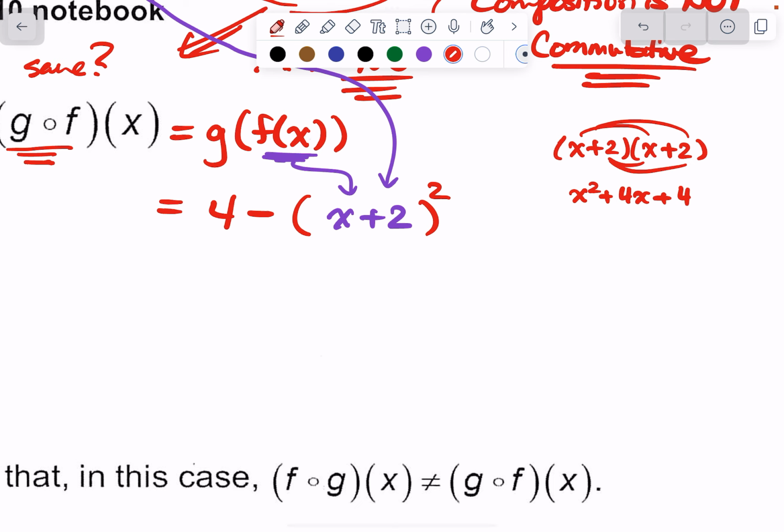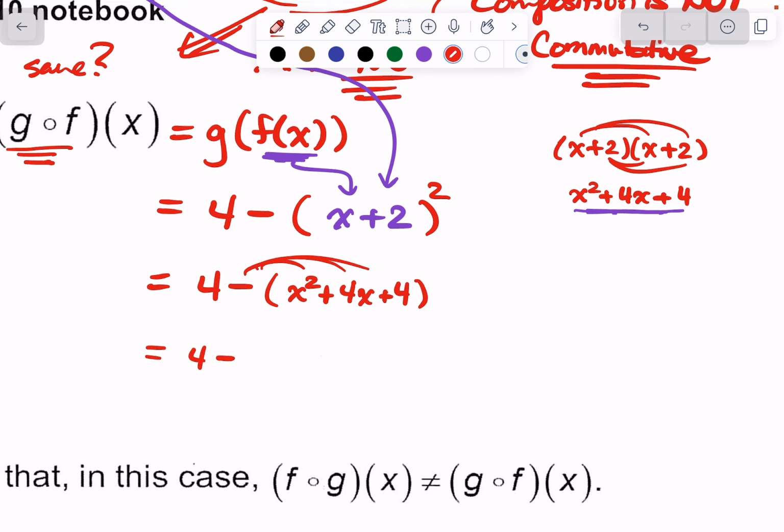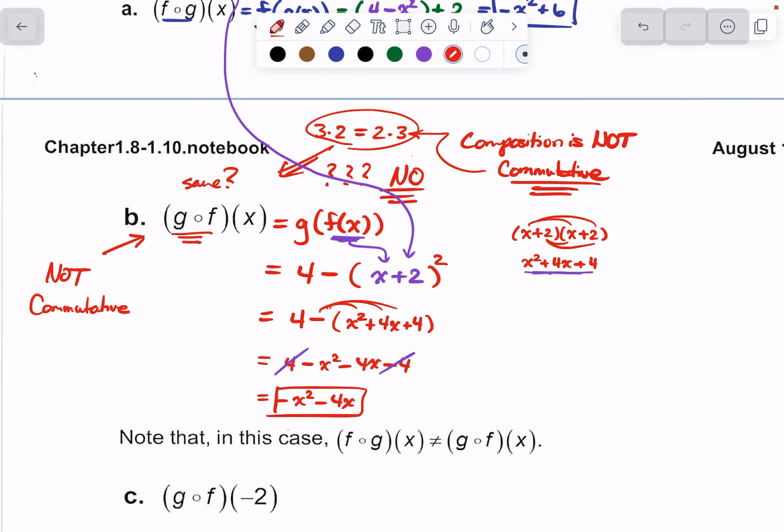So this is going to be what replaces the parentheses in our answer. So we have 4 minus parentheses x squared plus 4x plus 4. And then this minus sign will distribute, and we'll get 4 minus x squared minus 4x minus 4. And luckily for us, these 4's cancel. So our final answer is negative x squared minus 4x. And there you go. That's composition.